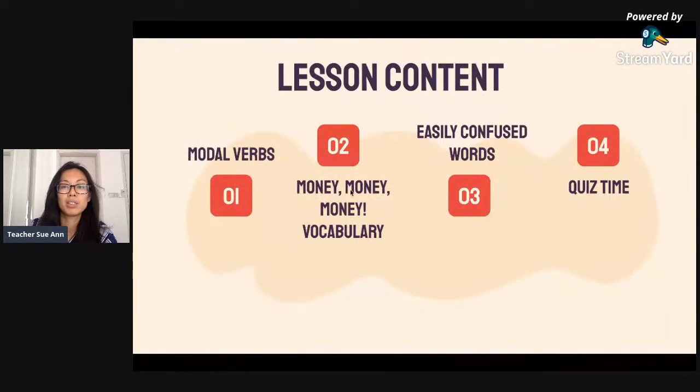All right, so let's look. This is our lesson content for today. We are going to cover modal verbs. Then we're going to do money, money, money vocabulary. And we're going to cover the easily confused words.